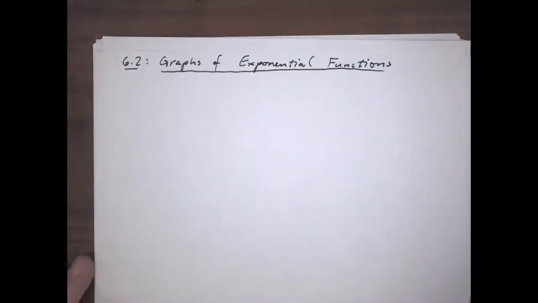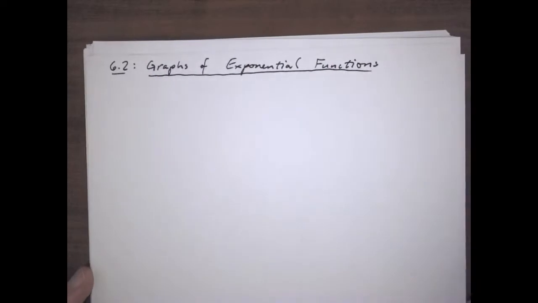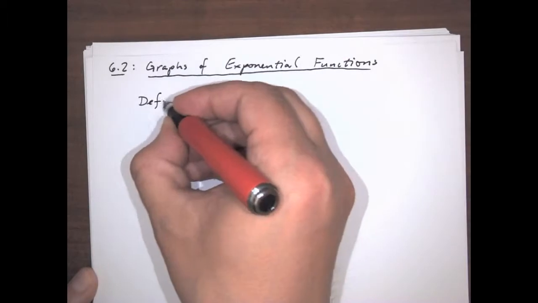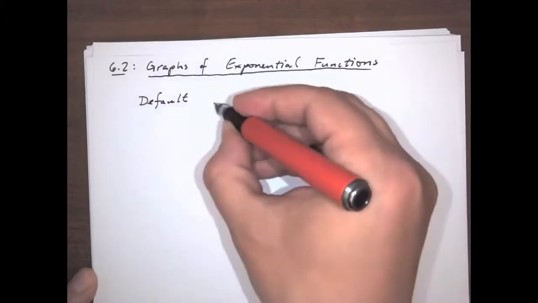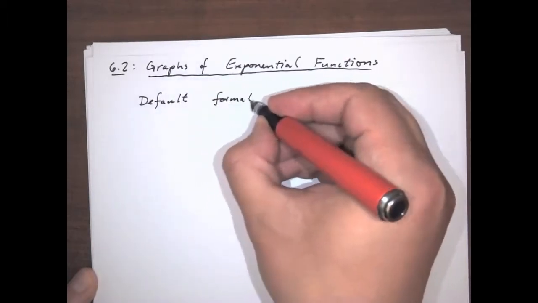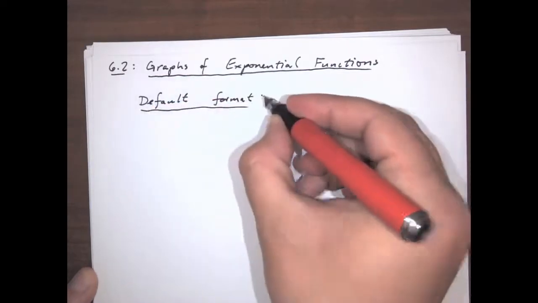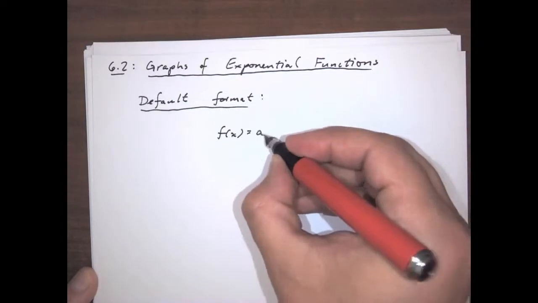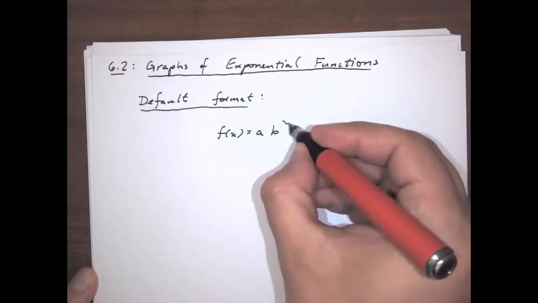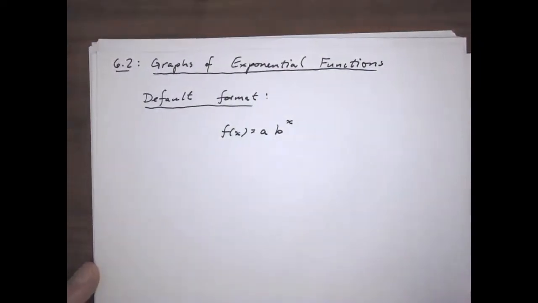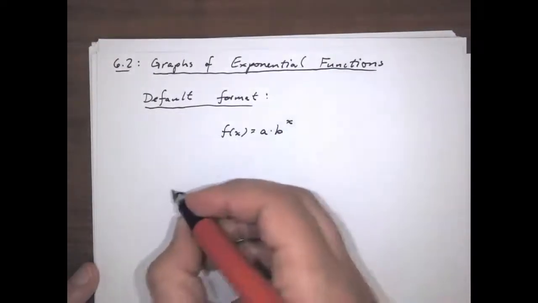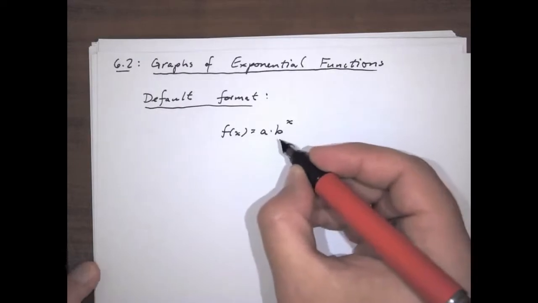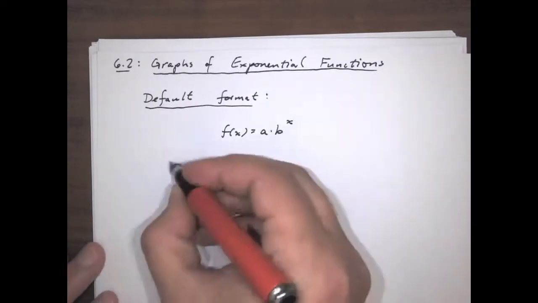So to start with, let's remember what an exponential function's default format is. The default format is f of x, or f of t, equals a times b to the x. Now what a tells us is the initial value, and what b tells us is the growth or decay factor.